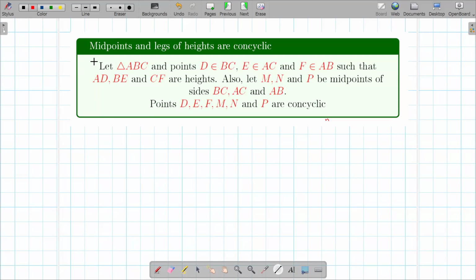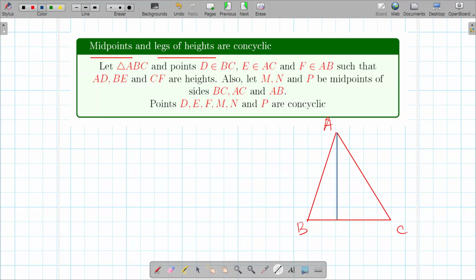In today's class, we are going to talk about midpoints and legs of heights. And we are going to show that these 6 points are actually on a circle, so they are concyclic. Well, so let's actually construct our triangle. Here's our triangle right here. This is vertex A, this is vertex B, this is vertex C.